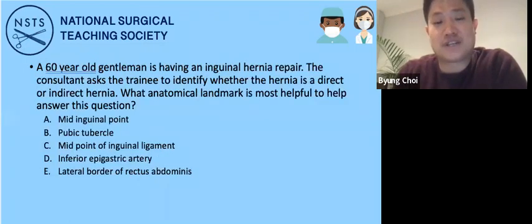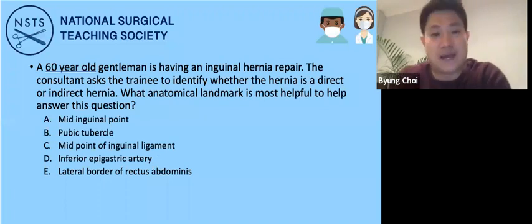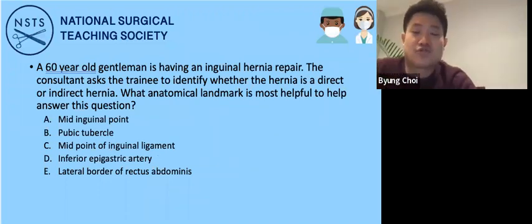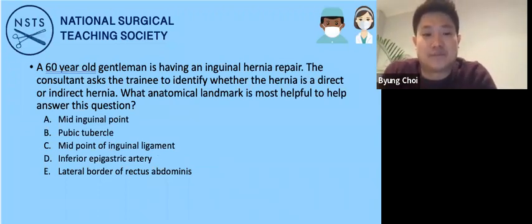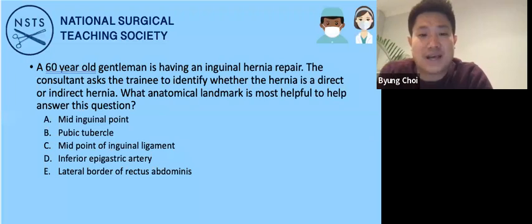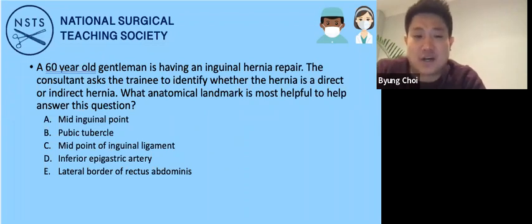So a 60-year-old gentleman is having an inguinal hernia repair. The consultant asks the trainee to identify whether the hernia is a direct or indirect hernia. What anatomical landmark is most helpful to help answer this question? A, mid-inguinal point. B, the pubic tubercle. C, midpoint of the inguinal ligament. D, the inferior epigastric artery. Or E, the lateral border of rectus abdominis.